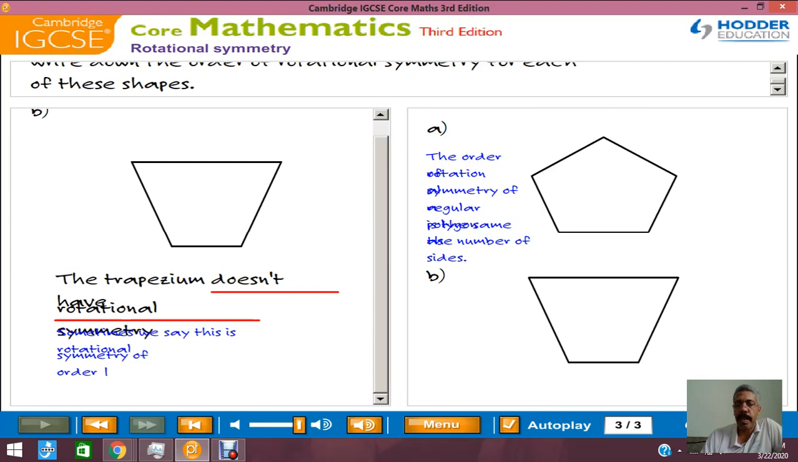Then if you want to get a rotation about the center, it will rotate. To return again, it will take all the 360 degrees. Return again, this means it will be rotational symmetry of order 1.